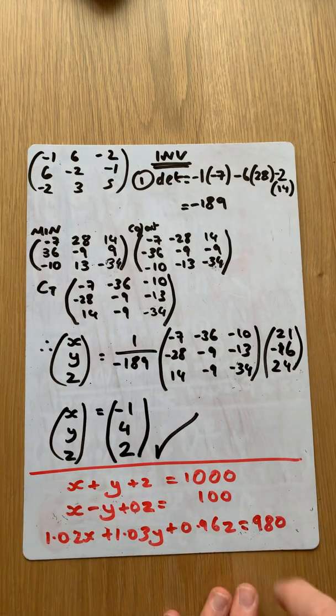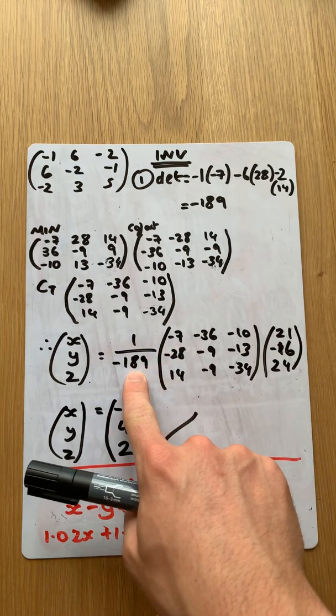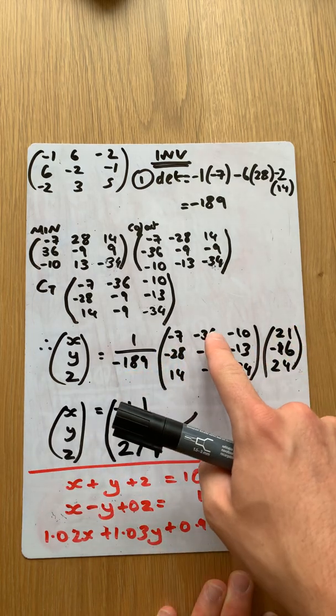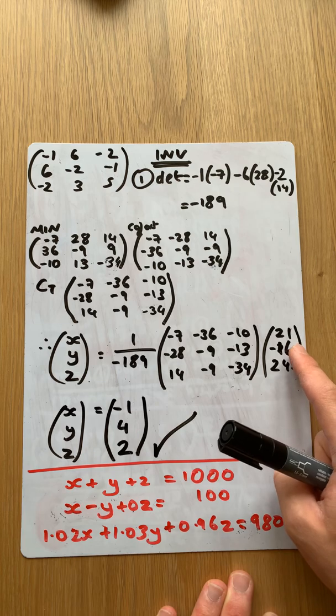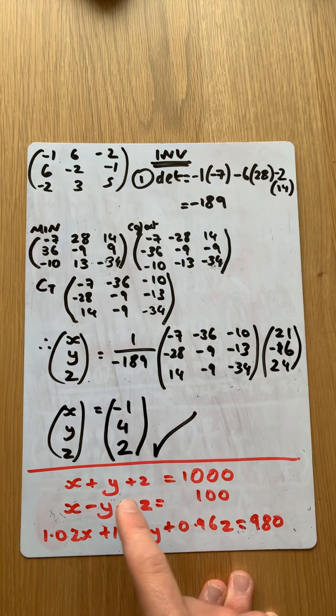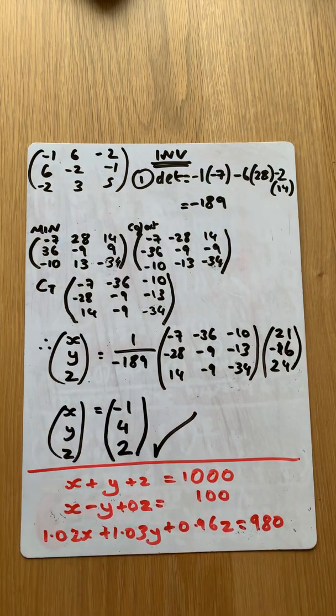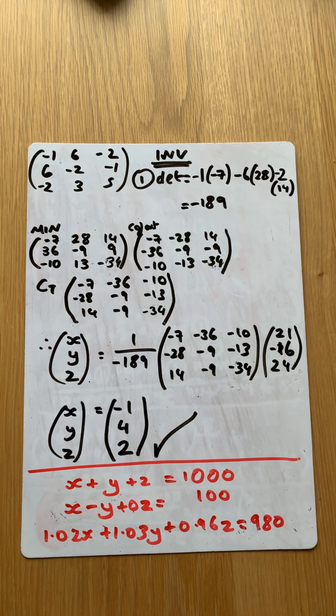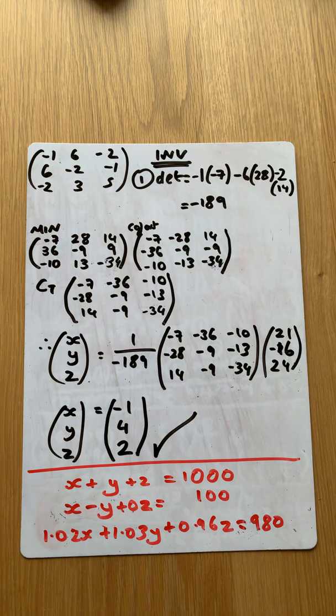Now, just a quick reminder, we're going to do 7 over 189 times 21, plus 36 over 189 times minus 16, plus 10 over 189 times 24. And we're just going to multiply it out. Eventually, we're going to come out with a really, really nice clean set of solutions, which you're going to know are correct if they come out that clean. And obviously you can substitute them back in or indeed use the simultaneous equations mode in your calculator to check your work. Okay, but that's how we're going to employ matrices to solve simultaneous equations with 3 different variables.